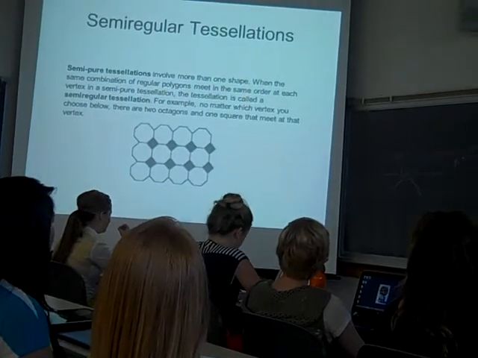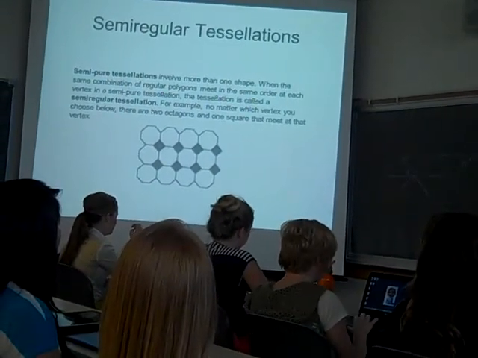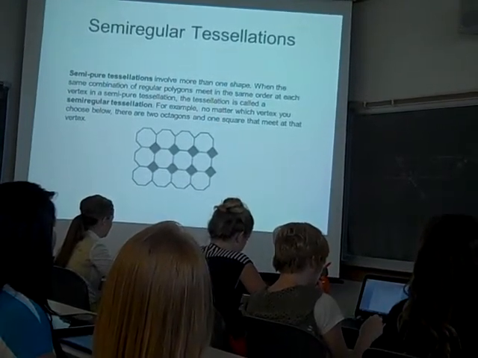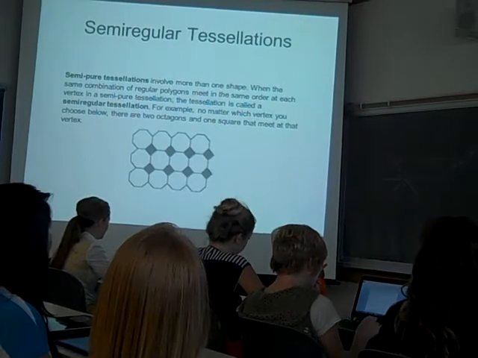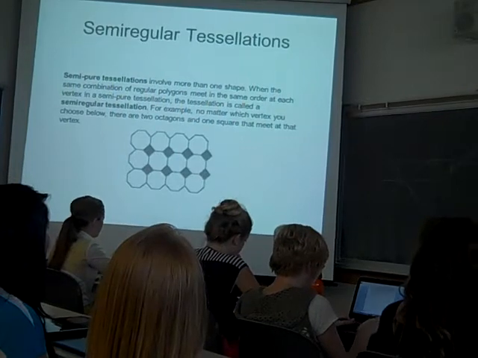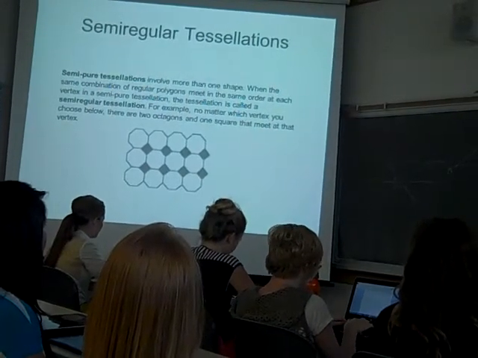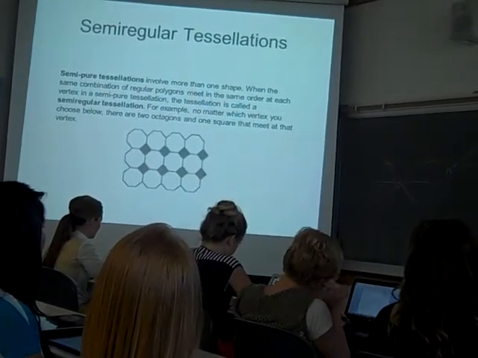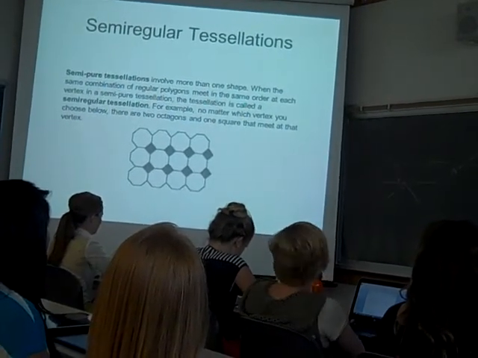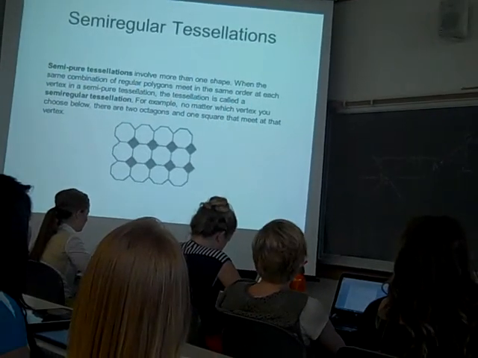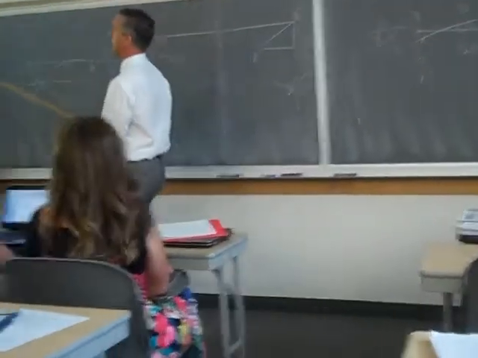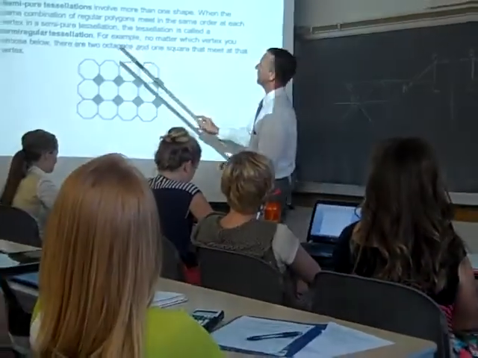Okay, semi-pure tessellations involve more than one shape. Remember, pure is just one single shape used over and over again. In semi-pure, you can choose more than one shape. When the same combination of regular polygons meet in the same order at each vertex in a semi-pure tessellation, the tessellation is called semi-regular. By that we mean this. It says they meet in the same order at each vertex.